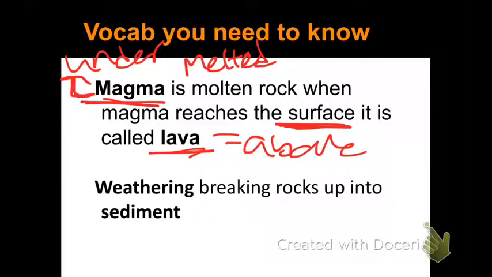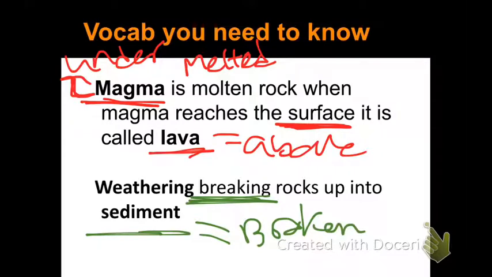So inside of a volcano, we have magma. Once the volcano erupts, we have lava. So magma under the ground, lava above the ground. Our next 2 vocabulary words are going to be weathering and erosion. So weathering is the breaking of rocks, and sediment is when they're broken into pieces. So sediment is just the broken up rocks. So you can think of sand as like sediment.